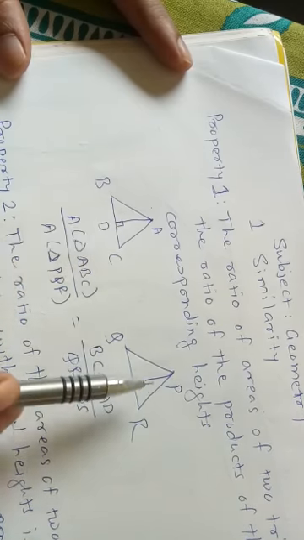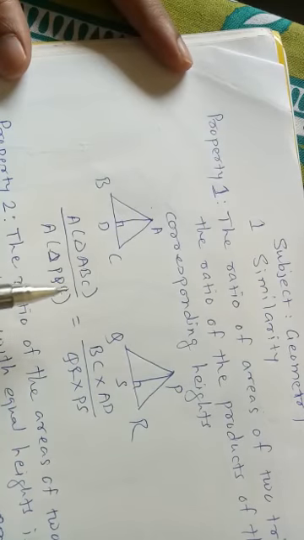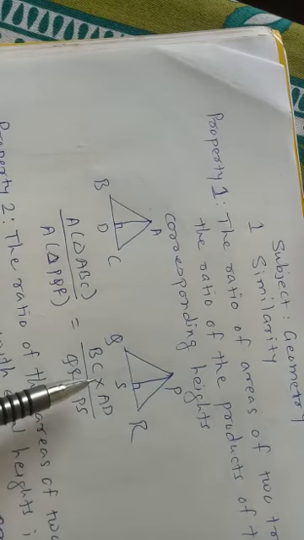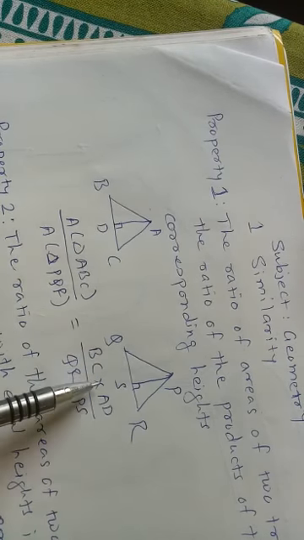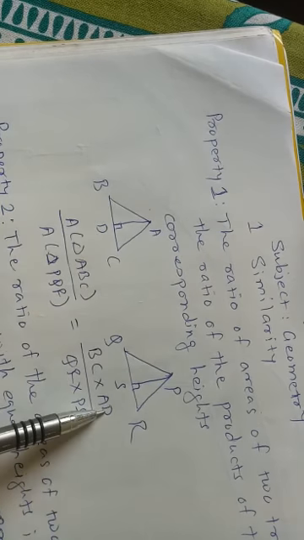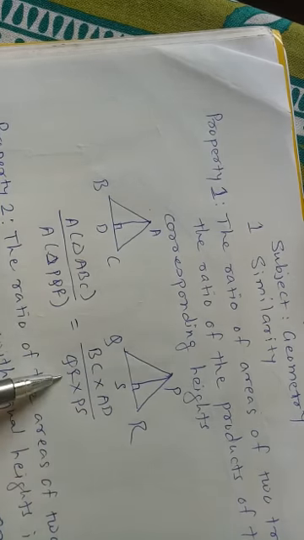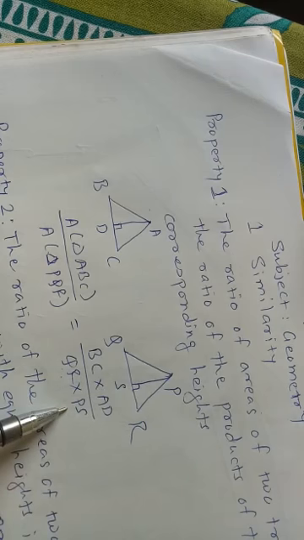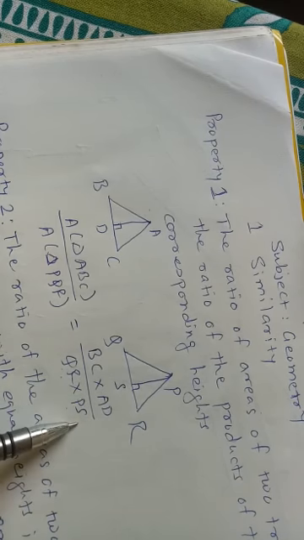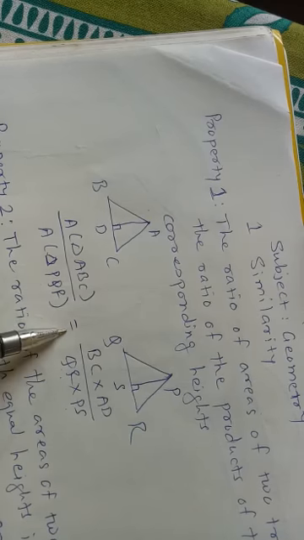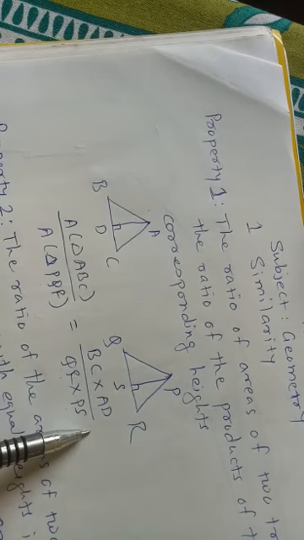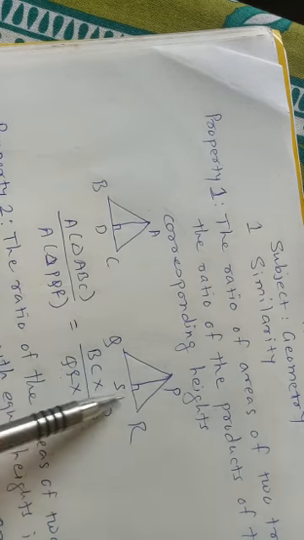In triangle PQR, we have base QR and height is PS. So suppose we want to take the ratio of areas of these two triangles, that is area of triangle ABC upon area of triangle PQR. This is the ratio of areas of two triangles. This will be equal to base of the first triangle BC into height of the first triangle AD, and again base of the second triangle QR into height of the second triangle PS. So base into height, base into height. So area of triangle ABC upon area of triangle PQR is equal to base BC into height AD upon QR into PS.